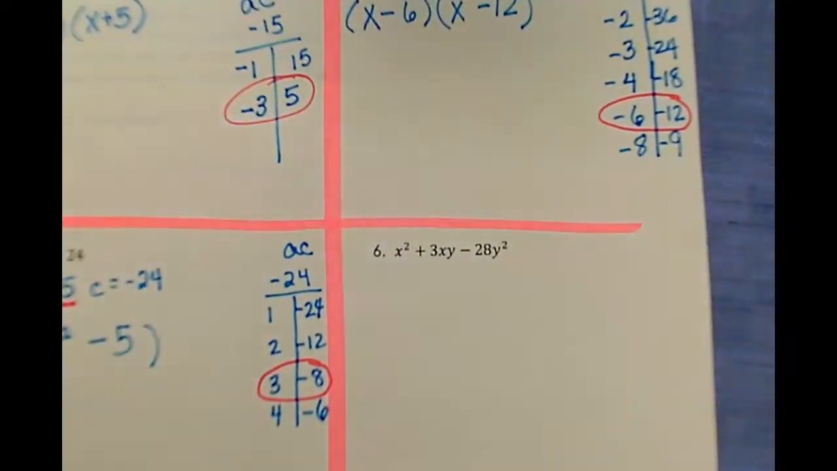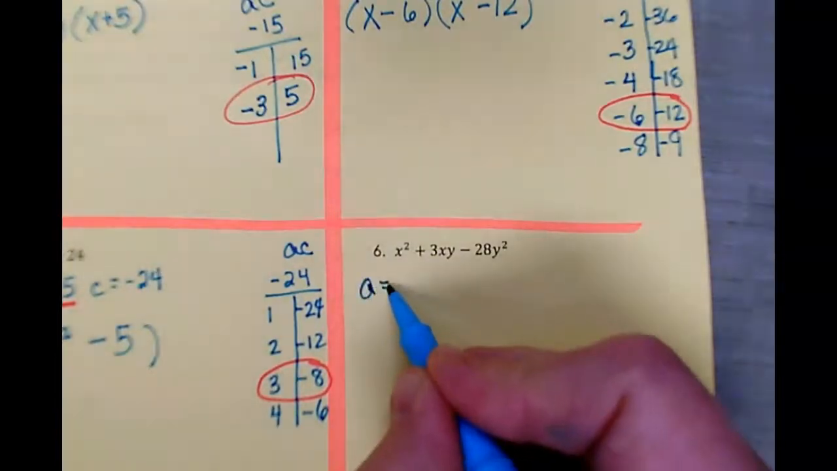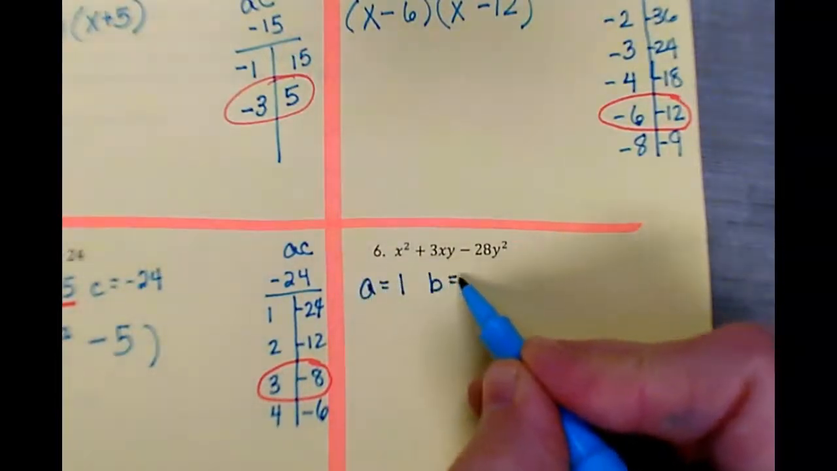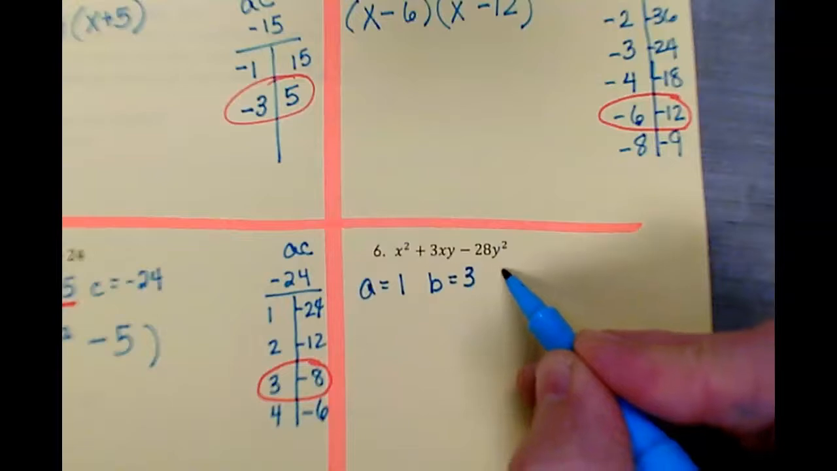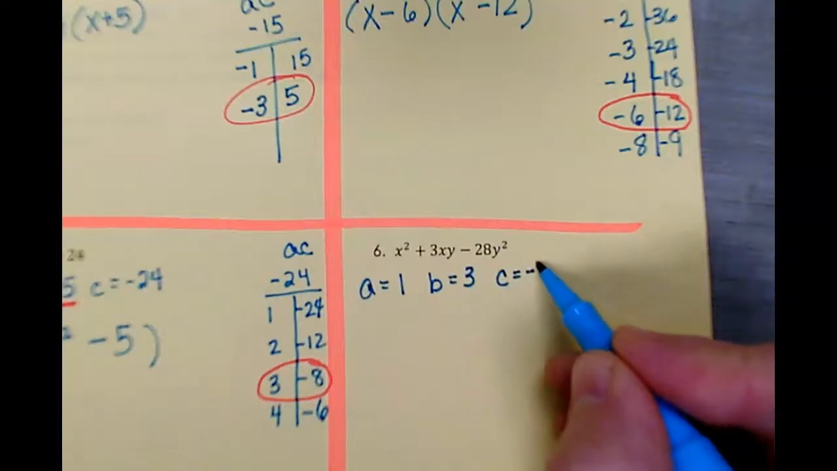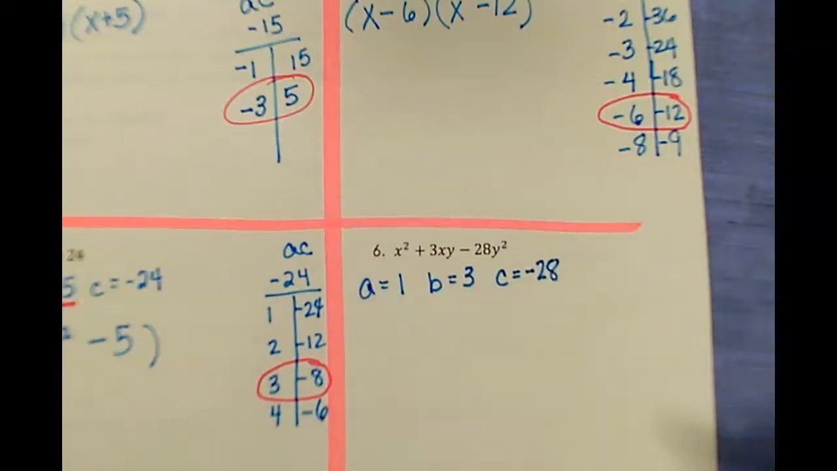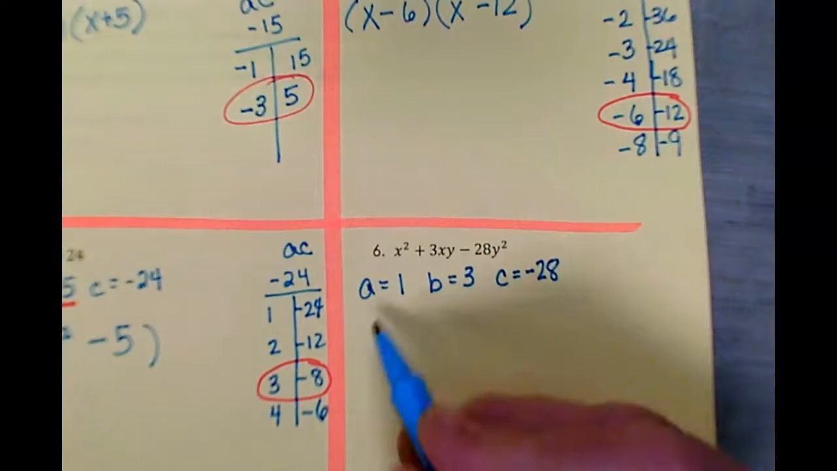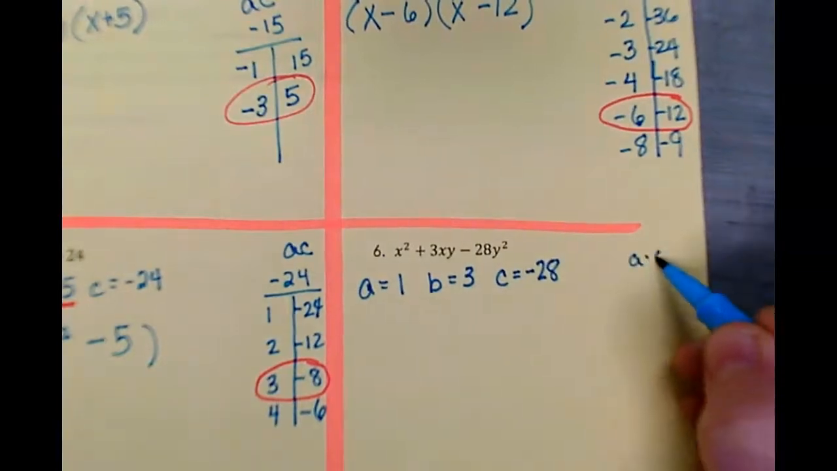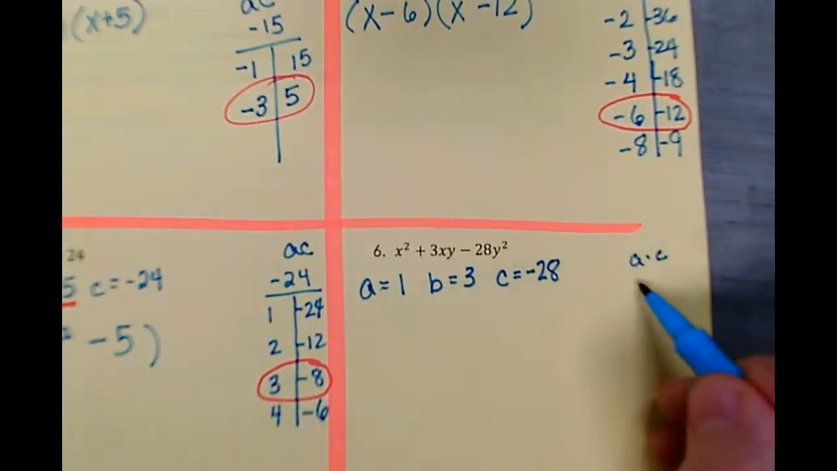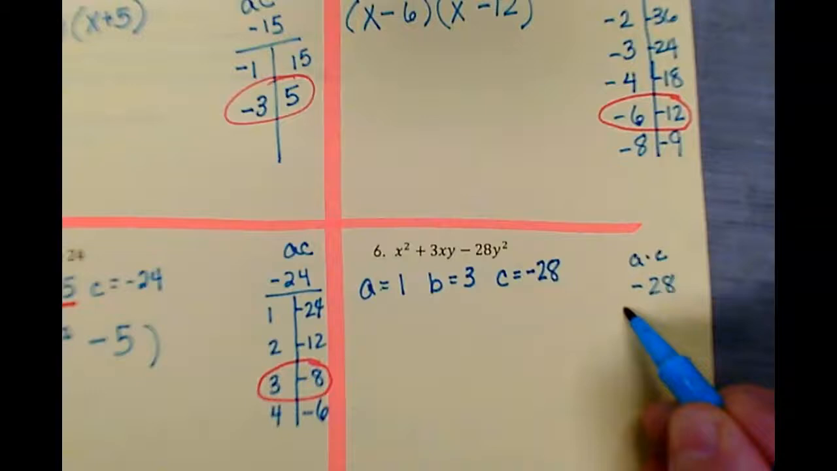This one looks a little bit different, but it still has the same pattern. You look for a GCF first. It doesn't have one. So A is equal to 1, B is equal to 3, and C is equal to negative 28. So A times C, first number times the last number, is negative 28.